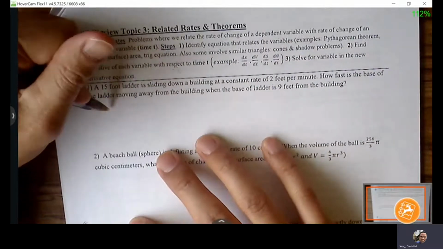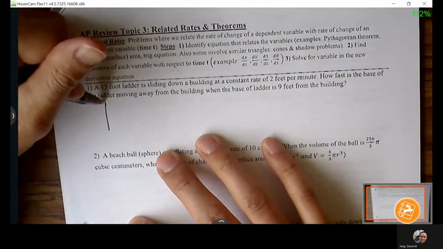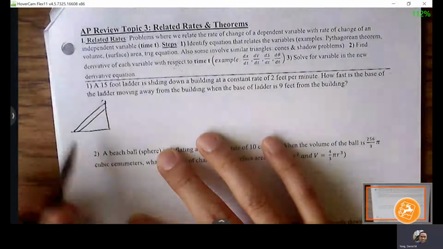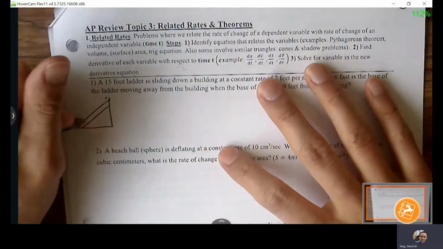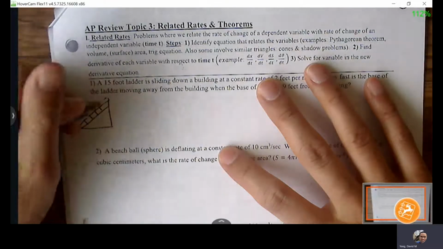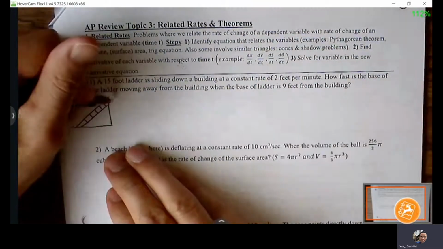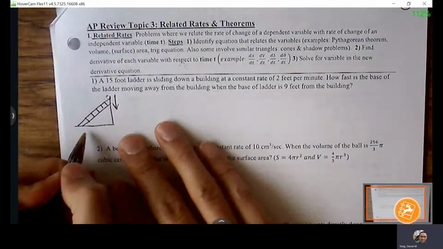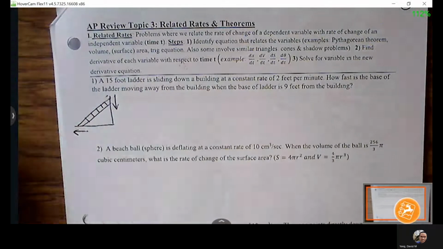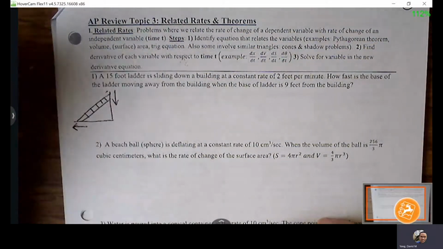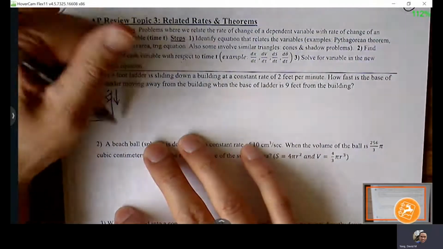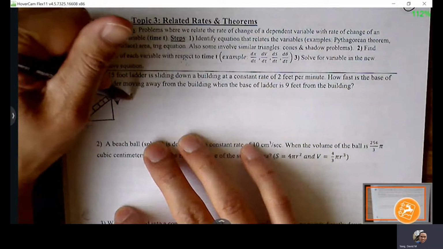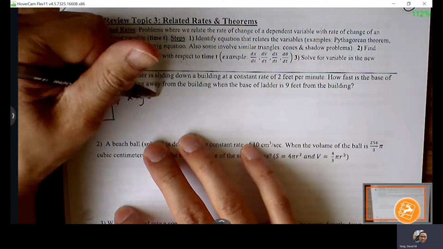So let's go ahead and draw our triangle here. The base of the triangle represents the ground, the height of the triangle represents the wall, and then the hypotenuse of the triangle is represented by our ladder. Our ladder is sliding down, so it's going to move in this direction, and it's going to be moving away from the wall. We know that we're working with the Pythagorean theorem here, the sides of a triangle, so we know we're working with x squared plus y squared equals z squared.